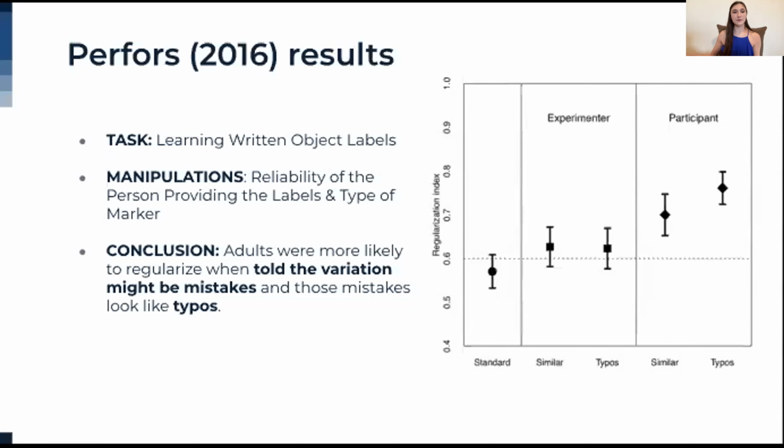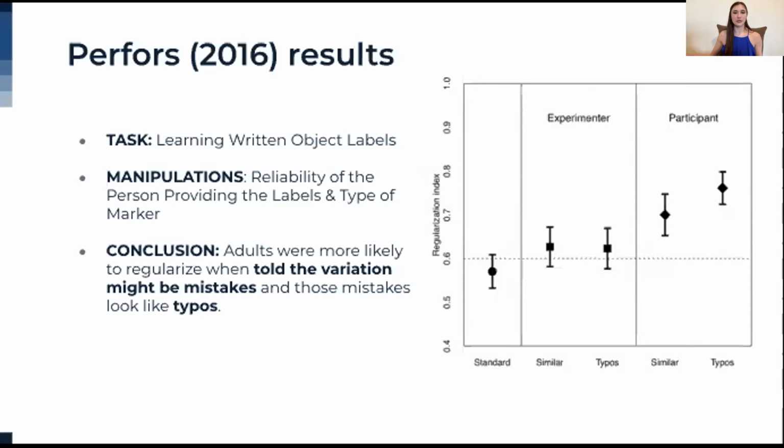In Perfors' study, participants were simply told to learn labels for various objects in a new language, but in one condition, they were told that the labels came from a previous participant who had a limited amount of time to provide the labels, and thus may have made some mistakes. Then within each of these conditions, there were two other conditions. One in which infrequent variation in affixes looked to be a typo, and one in which they did not.